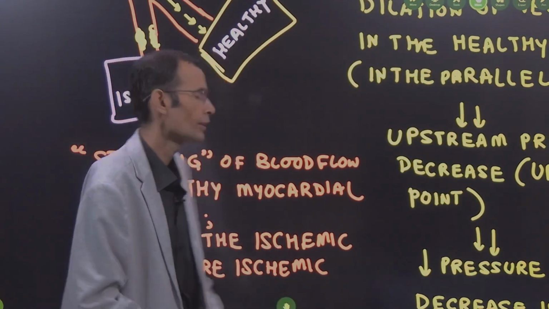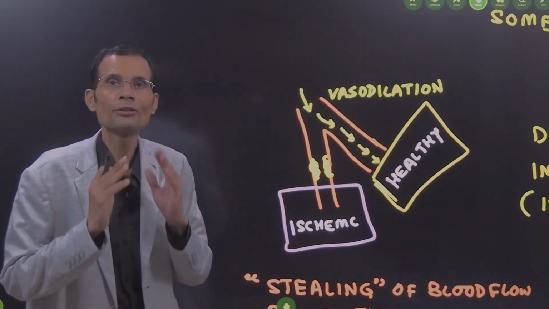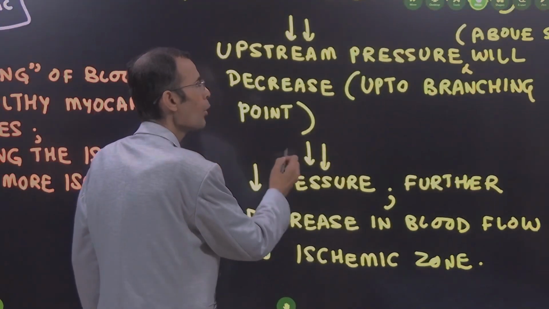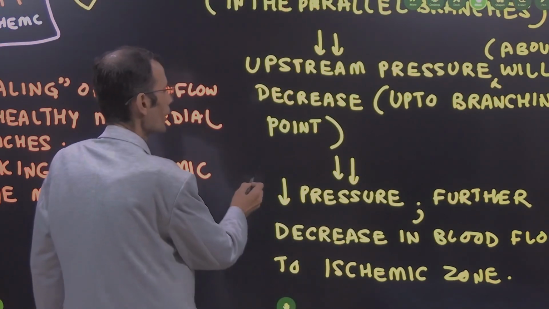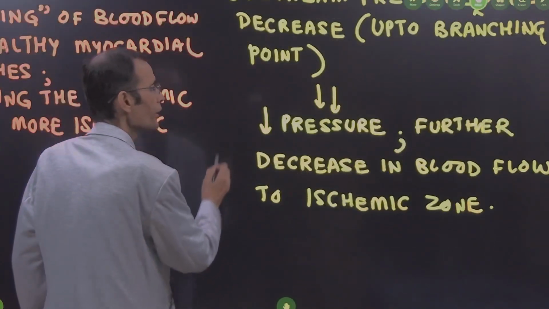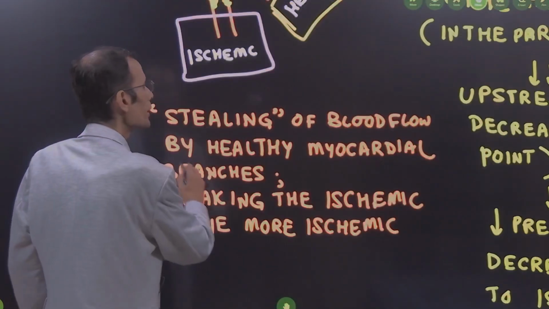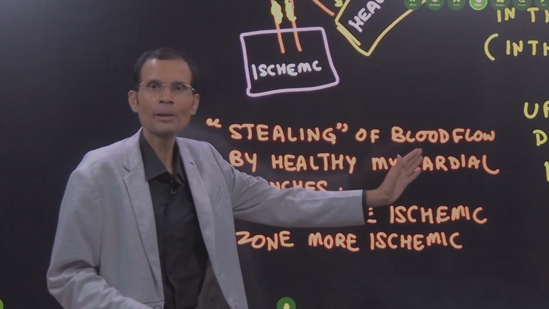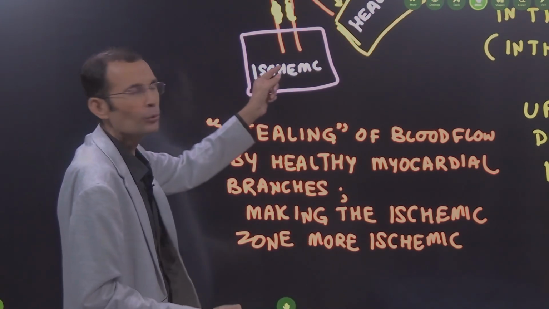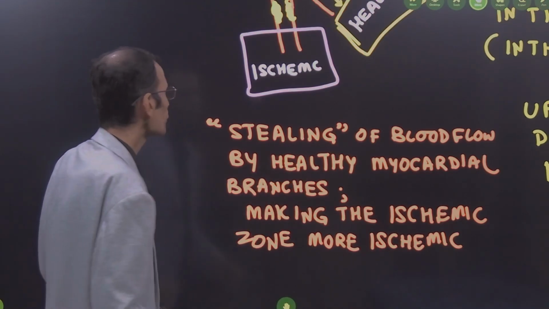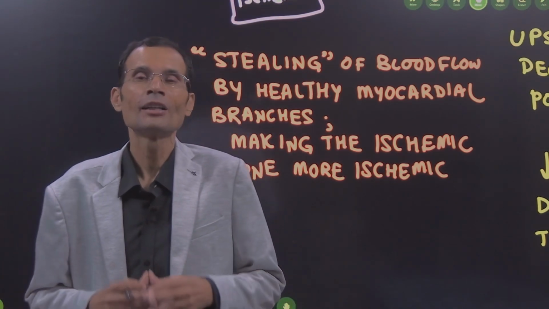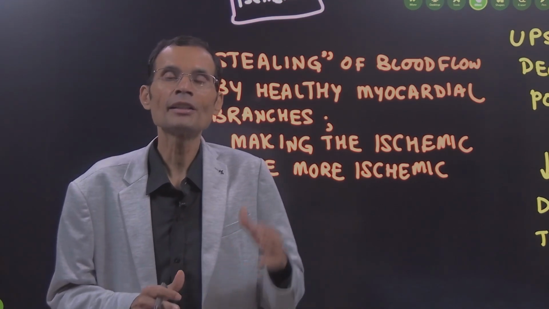And if the pressure drops above the stenosis, that means the blood flow will further reduce in the ischemic zone. So that area will become even more ischemic after giving a vasodilator drug. So as you can see here, decreased pressure upstream of the stenosis up to the branching point means there will be further decrease in the blood flow to the ischemic zone. So in a nutshell, what we have described here as stealing of blood flow: the healthy myocardium is stealing the blood flow which was expected to go to the poor hungry ischemic myocardium. So stealing of blood flow by healthy myocardial branches, making the ischemic zone even more ischemic and further causing damage. That's in short the coronary steal syndrome.